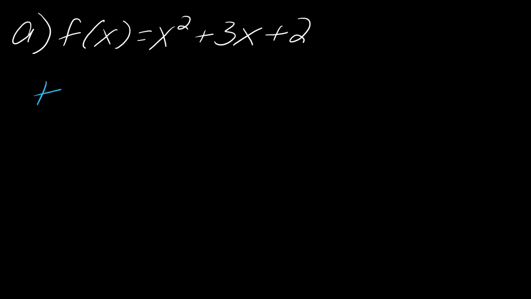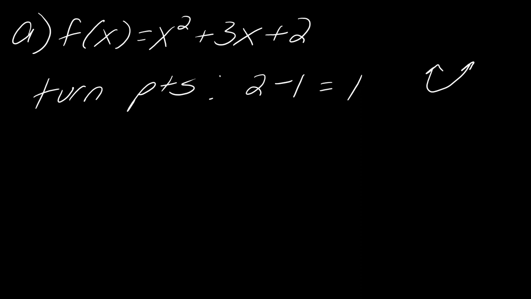So the number of turning points, and let me change my pen color. I'll just call it turn points. Okay, so the maximum number of turning points would just be 1. So that makes sense, right? Because it's a parabola. We know it's a parabola, so it's really just going to have this one turn.